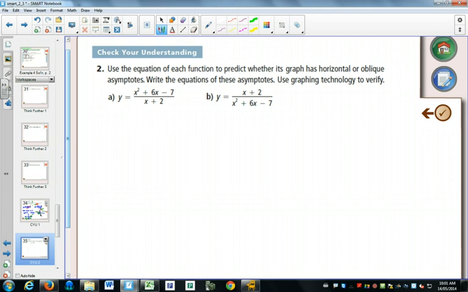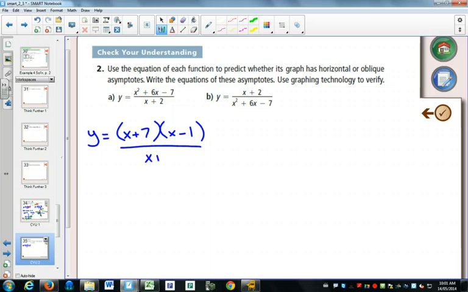All right. So for this one, y equals x squared plus 6x minus 7 over x plus 2. We can factor the top to x plus 7, x minus 1, and we have an x plus 2 on the bottom. So it does not have any holes.